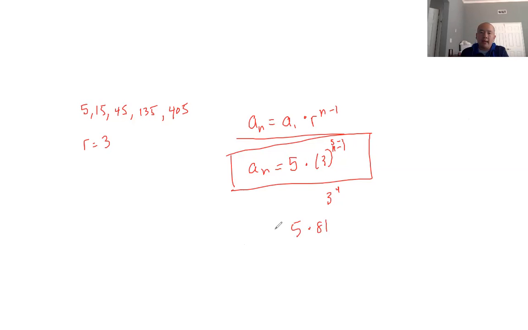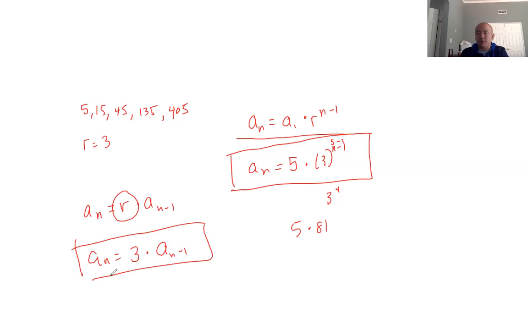Now, what if we need to get the recursive formula? The recursive formula is a sub n is equal to r times a sub n minus 1. All you have to do is fill in the ratio. So the ratio would be 3, and then a sub n minus 1. And this is your recursive geometric formula.